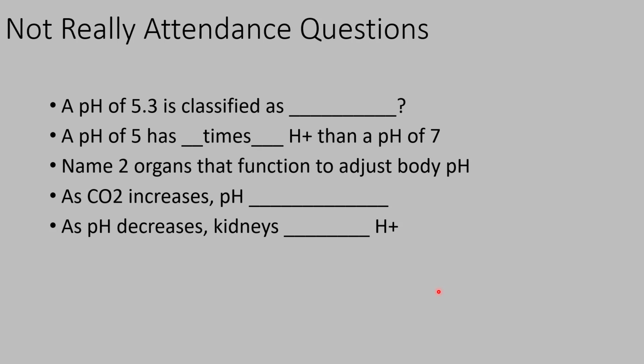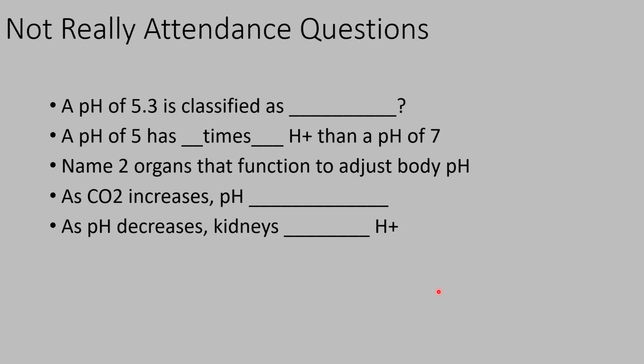Name two organs that function to adjust body pH. Hopefully these are fresh in your mind because we've covered them both pretty recently. First, most recently, the kidneys. The kidneys adjust your body's pH. And second, the lungs. The lungs adjust your body's pH. Both of those are going to come into play today.